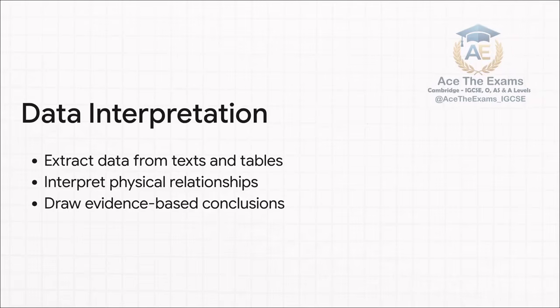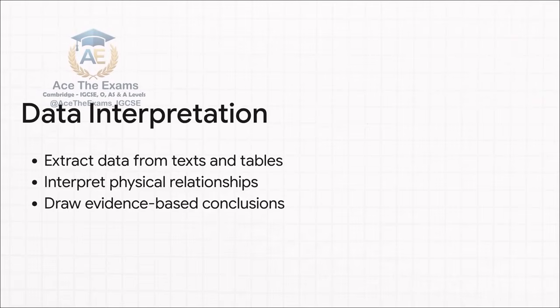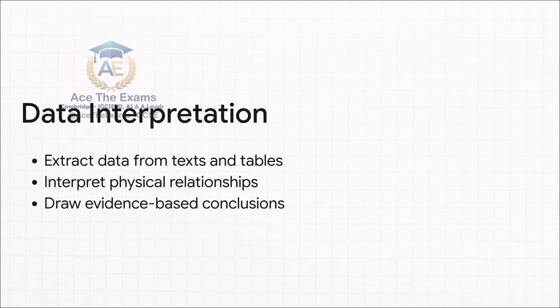To actually secure those method marks in practice, your framework has to flawlessly execute 3 specific data interpretation skills. First, you have to systematically extract data from texts and tables. Next, you need to interpret the physical relationships, like, say, how a simple increase in collision time affects the overall rate of change of momentum.